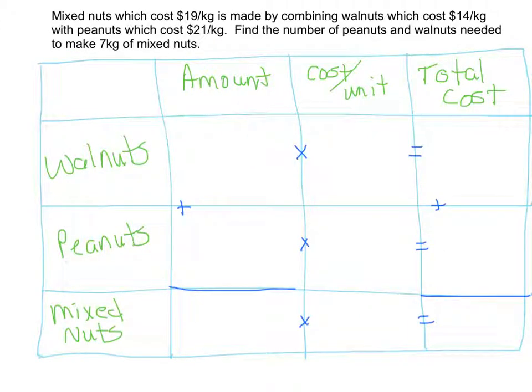Okay, mixed nuts, which cost $19. So there's the cost of the mixture. Is made by combining walnuts, which cost $14 per kilogram, with peanuts, which cost $21 per kilogram. Find the number of peanuts and walnuts needed to make 7 grams of mixed nuts. So we know we have 7 grams of the mixture.